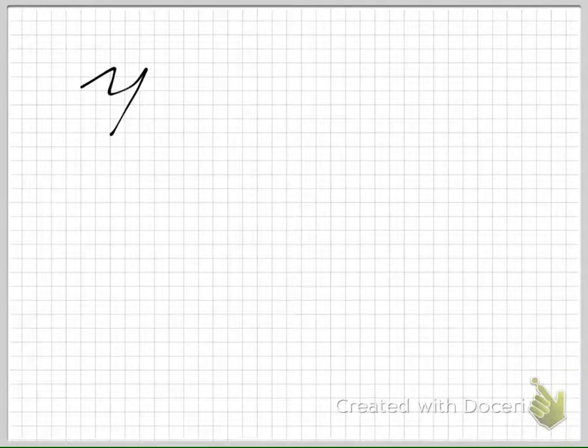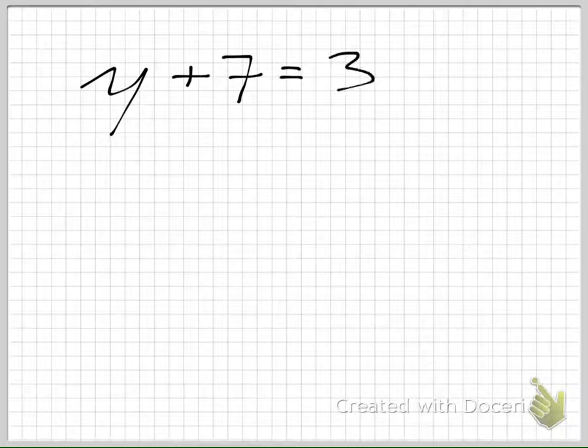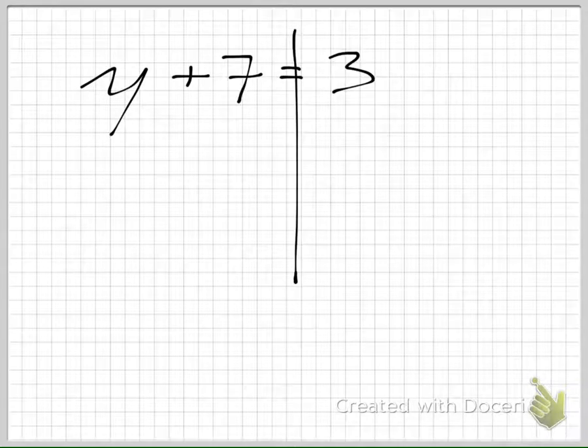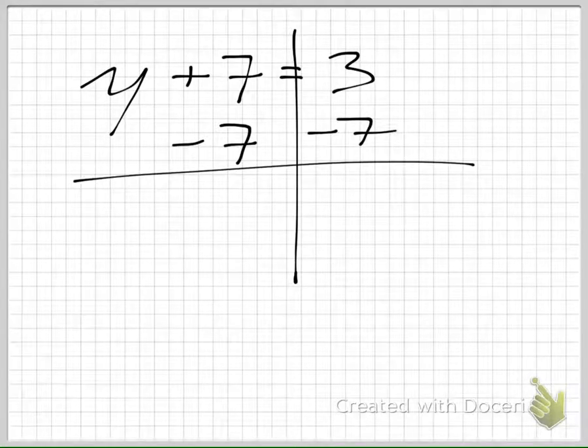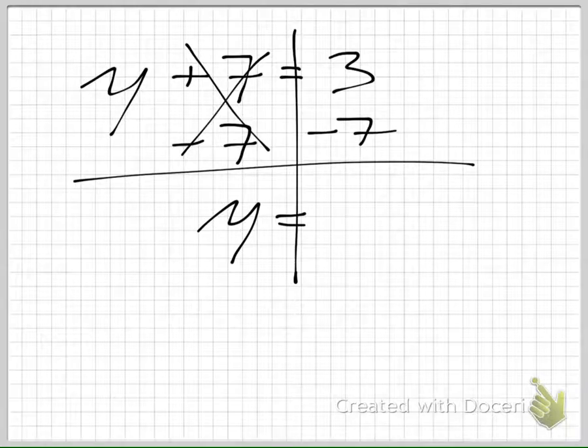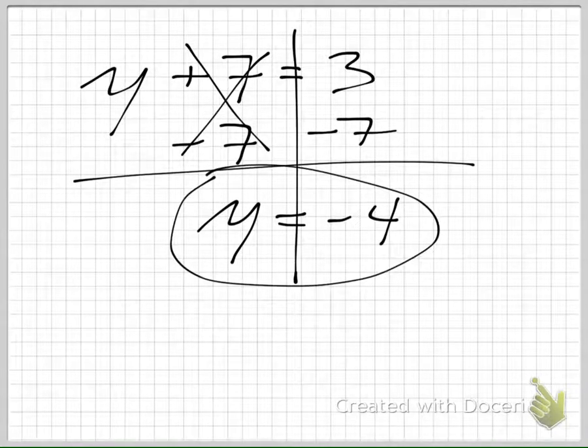Let's try another one. y plus 7 equals 3. Line down the equal sign. Is the variable happy? No, he's not alone. Who's with him? 7. What's the 7 doing to him? Adding. How do I get rid of that plus 7? Minus 7, minus 7. What you do to one side, you have to do to the other. Those guys are gone. That leaves me with y equals 3 minus 7, which is negative 4, and we're done.